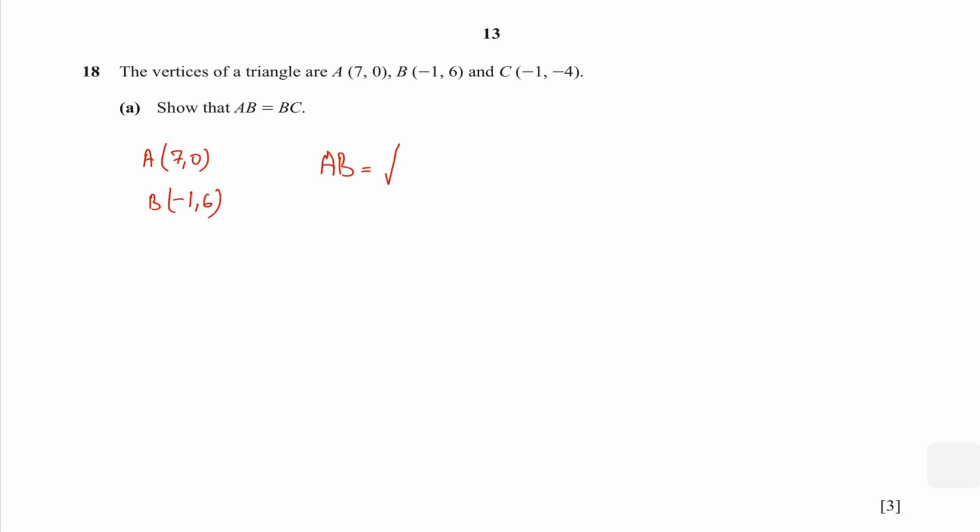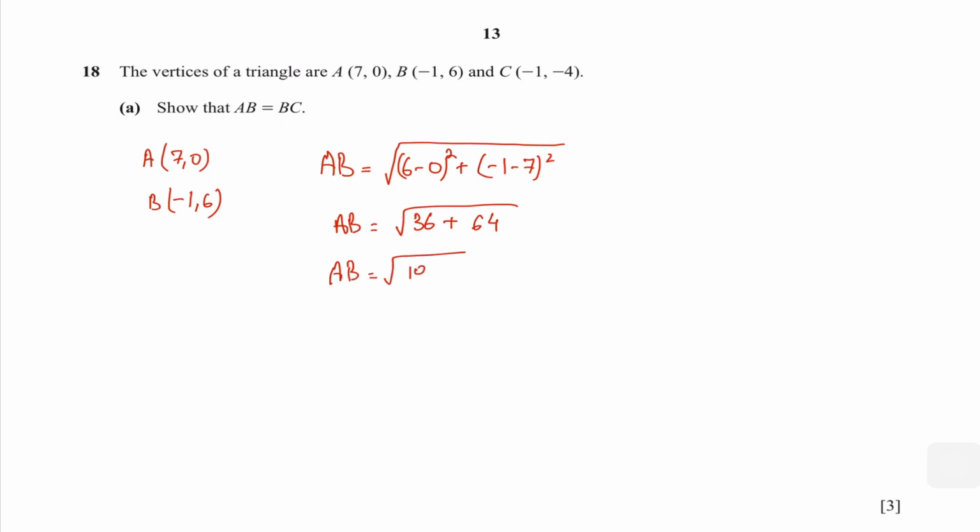So AB is going to be equal to square root of 6 minus 0, the whole thing squared, plus minus 1 minus 7, the whole thing squared. Okay, so this is going to become 6 minus 0 is 6 and the square of 6 will be 36. Minus 1 minus 7 is going to be minus 8 and the square of negative 8 is going to be 64. So AB turns out to be square root of 100, which when simplified is going to be 10 units.